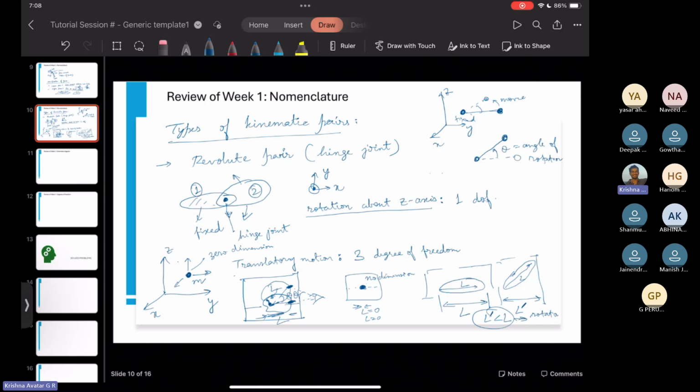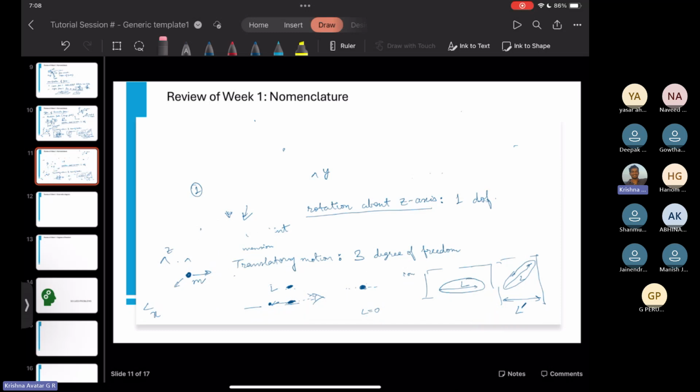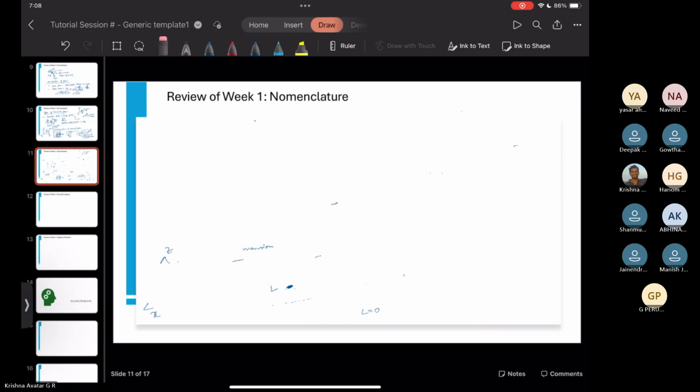I'll just have a new page, because here we are moving into something that sometimes becomes complicated to understand, the ideas of degrees of freedom. That's why I'm trying to spend so much time here. Next time on I'll have some empty pages so we don't face this problem.